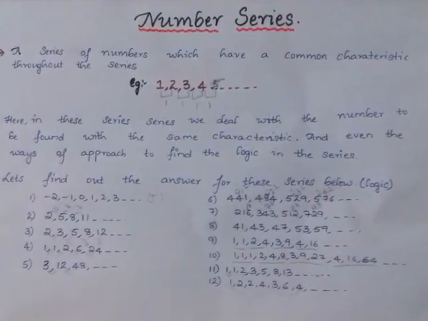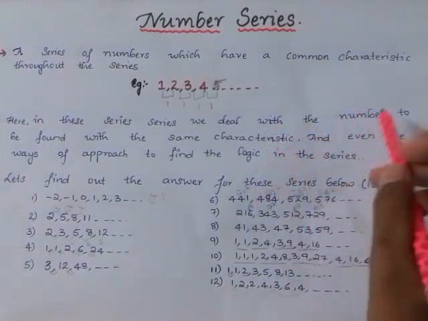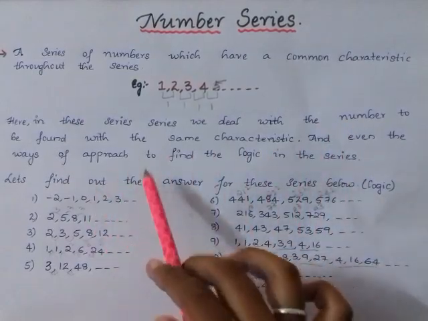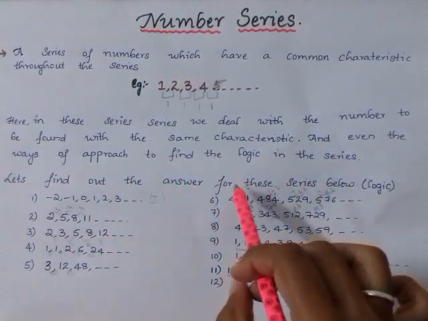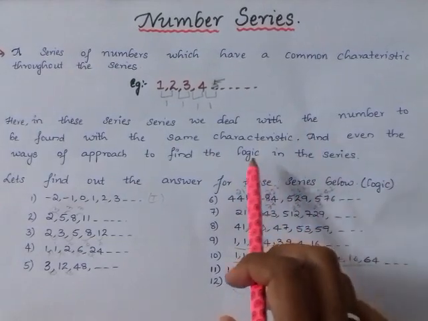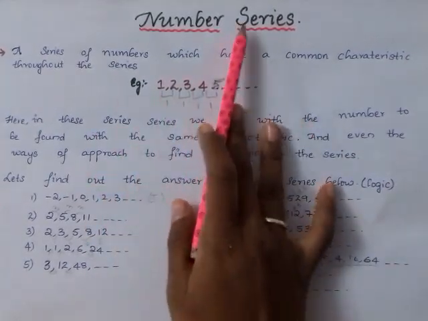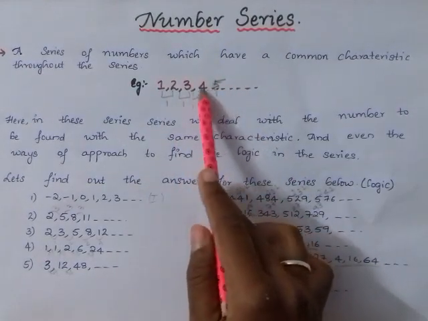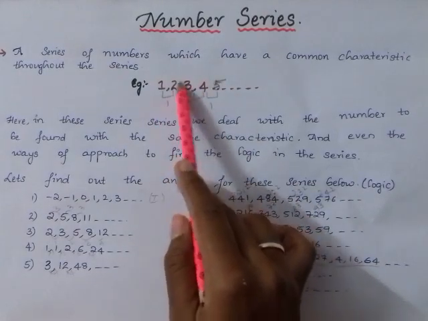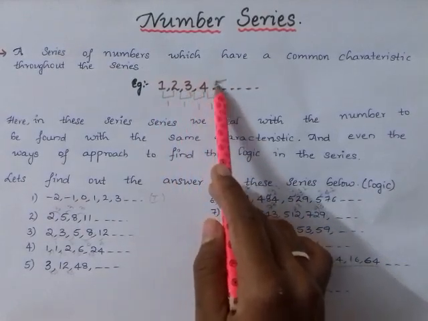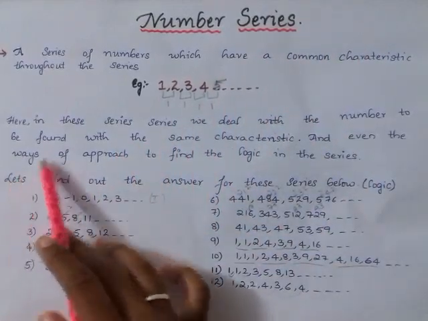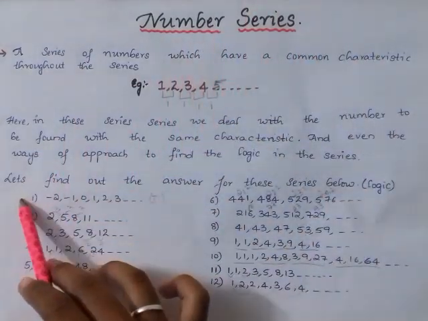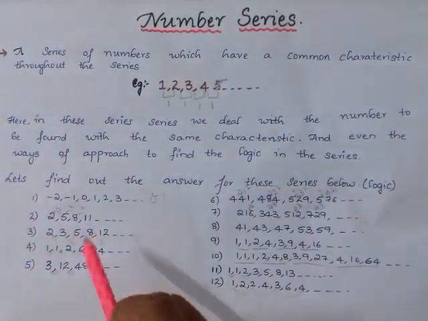Here in number series, we'll be dealing with finding the number with the same characteristic and even the ways to approach or to find the logic in the series. That is, in number series, as we have done before, we'll be finding the next number after the given series and the logic through which we got that number. Right? Just with some common sense or with some knowledge, let us find out the answer for the series.